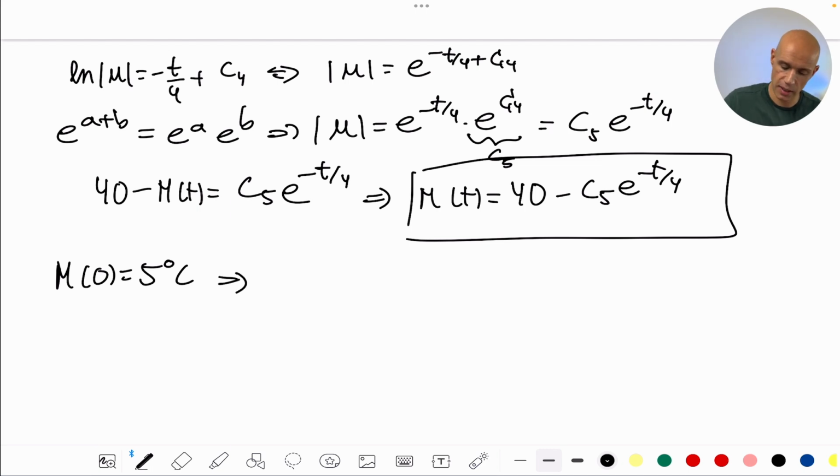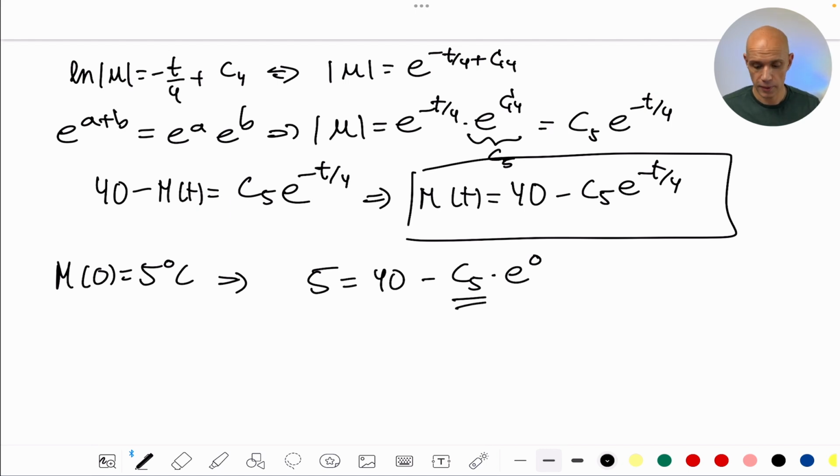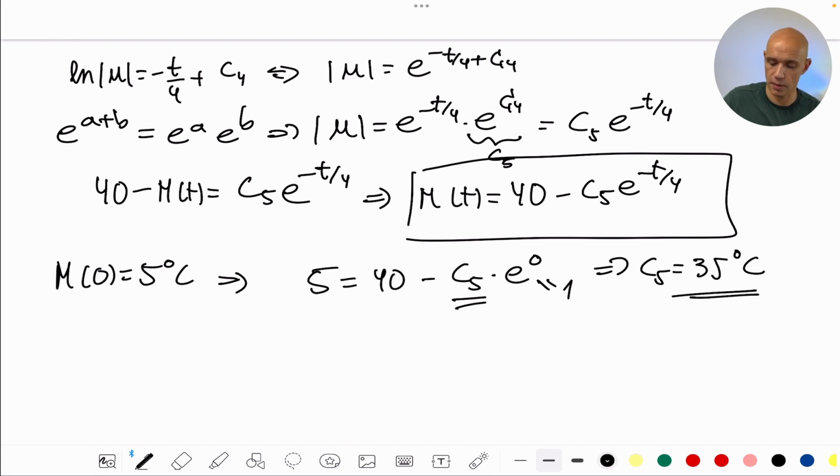And then let's substitute this thing. So 5 equals 40 minus, and here we are about to know our gorgeous arbitrary constant, which is C5. Well, remember this is number 1. Excellent. And what we have here is therefore that C5 is 35. Amazing.